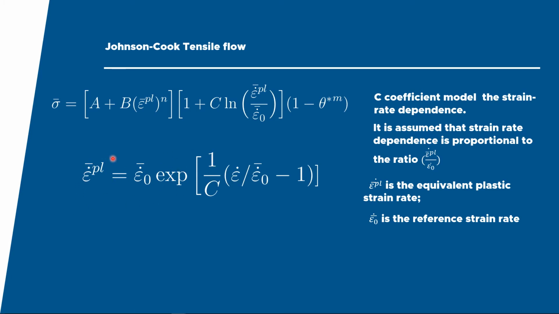The equivalent plastic strain rate is calculated in Abaqus by this equation. What this equation says to us is that if the strain rate in the model is equal to the reference strain rate, this part of the equation goes to zero, and the equivalent plastic strain rate is just equal to the reference strain rate. But as soon as the strain rate in the model is bigger than the reference strain rate, the equivalent plastic strain rate grows exponentially, of course controlled by the C coefficient.